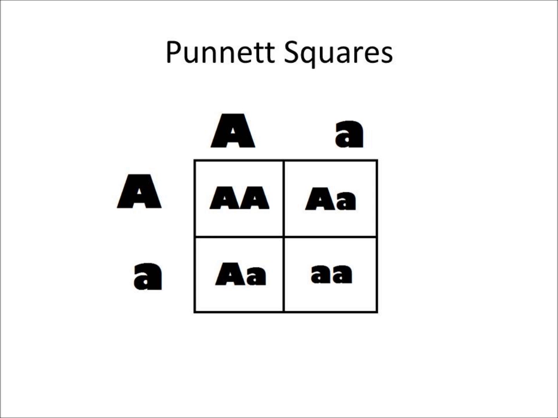Punnett squares are the reason why we have to keep these types in mind, because they allow us to make predictions about the genotypes of offspring as well as the phenotypes based on their genotype.